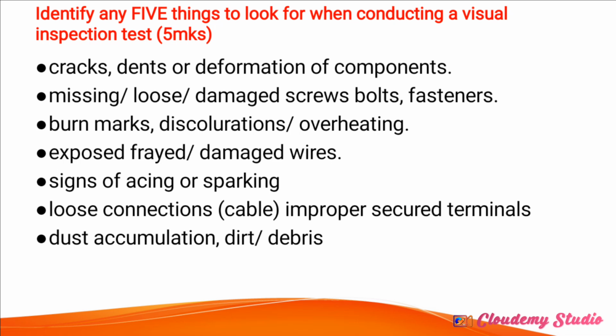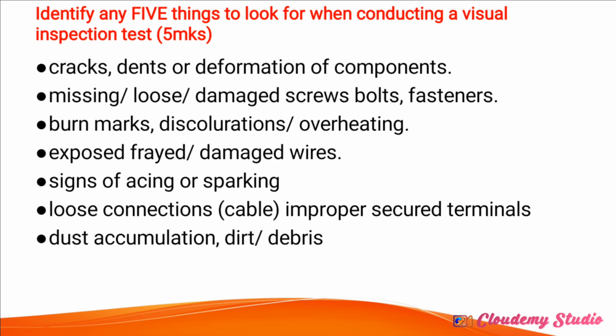Then you have missing, loose, or damaged screws, bolts, and fasteners. When you're performing maintenance, depending on the circuit or the equipment, some parts might have been fastened or fixed by the use of bolts. If you find some missing bolts, that is something you can see with the physical eye. When doing the maintenance, you'll have to look for other bolts to replace them so that you can make it tight. So that's also something you can look for: missing, loose, or damaged screws, bolts, or fasteners.